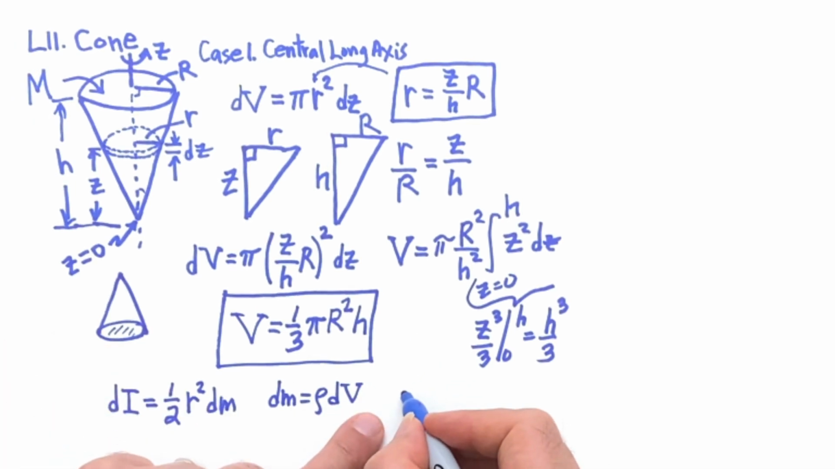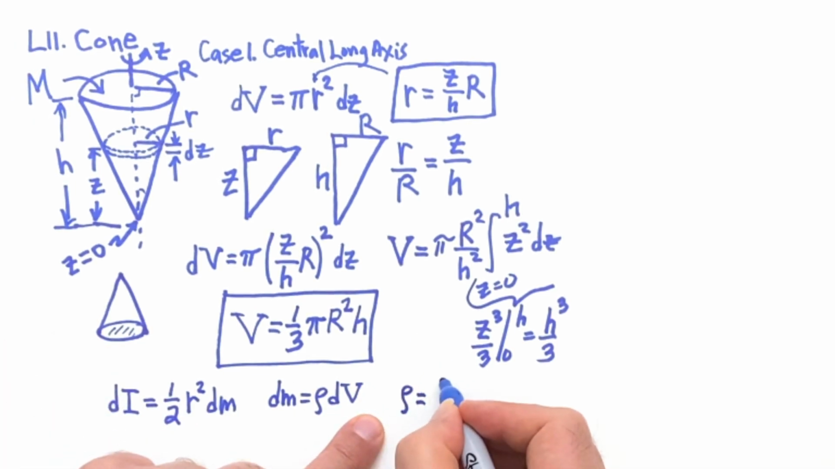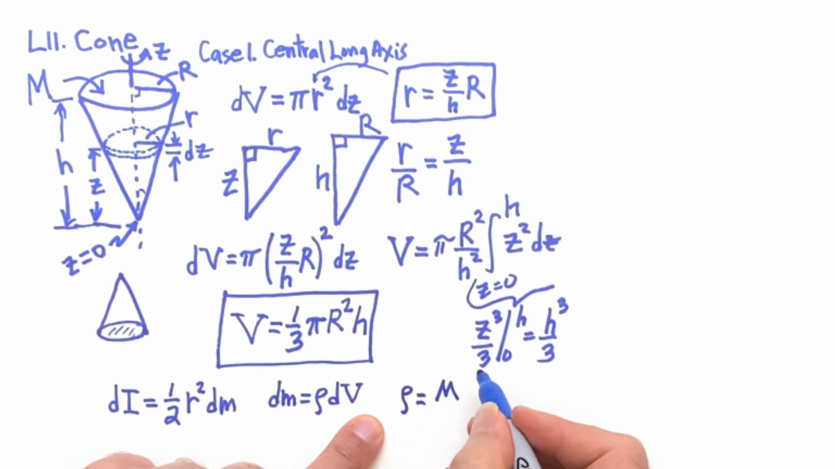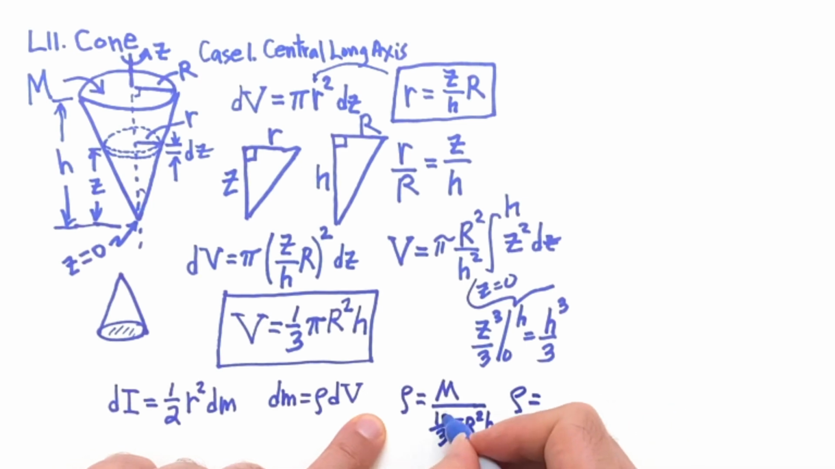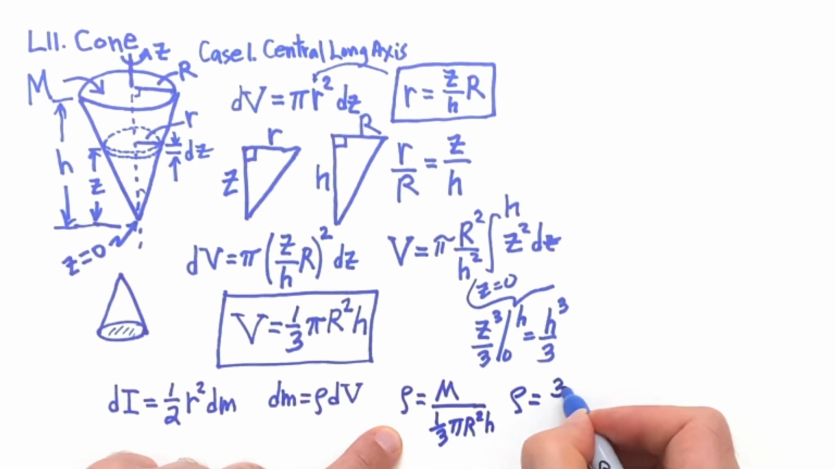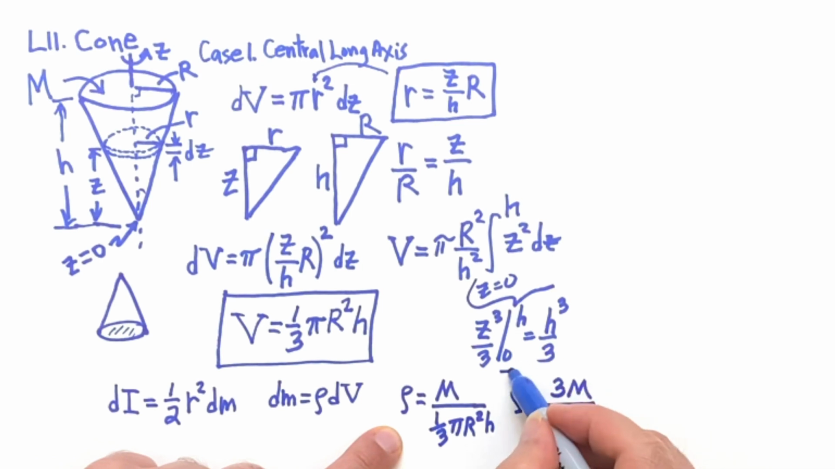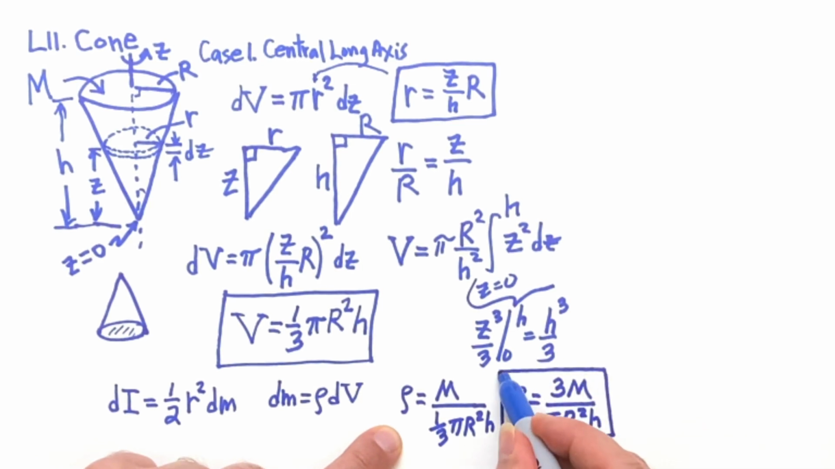So let's first of all get the rho, which is the total mass divided by the volume of the cone, which is 1/3 pi R squared h. So dividing by 1/3 will bring the 3 in the numerator, 3M over pi big R squared h, and we want to save this for later use. We'll need that.